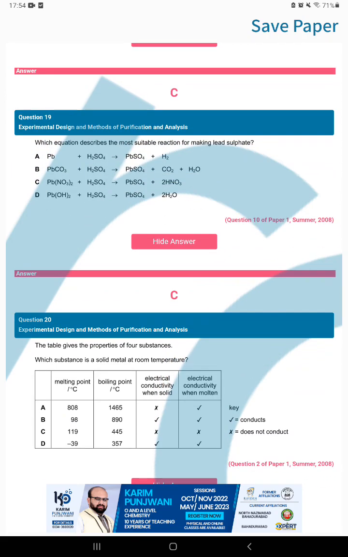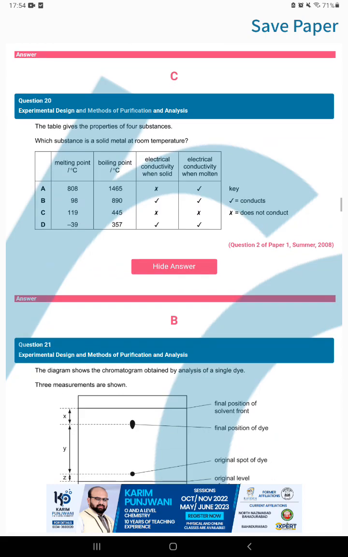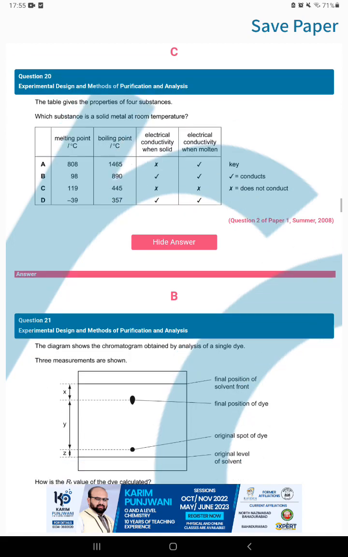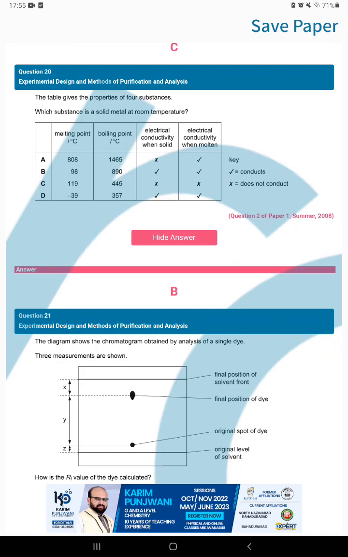Which equation describes the most suitable reaction for making lead sulfate? You have to make lead sulfate. The table given gives the properties of four substances. Which substance is a solid metal at room temperature? Melting point is 808, boiling point 1465, and electrical conductivity when solid and when molten is also given. So you can see. What do you think?